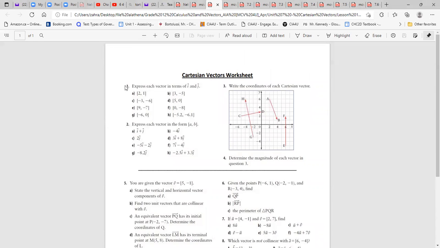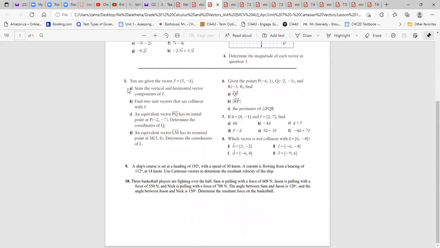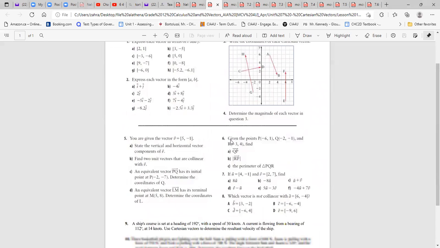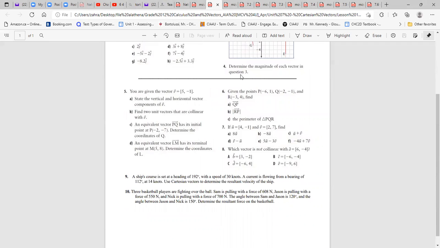Okay, so to look at these questions: question number 1, you just do A, B, C. Question 2, A, B, C. Question 3, you can do H, C. Question number 4, just do H and C. Question number 5, you do. Question number 7, A, B, C. Question number 8, A and B.